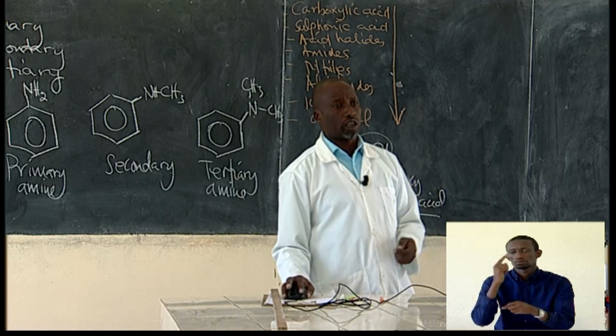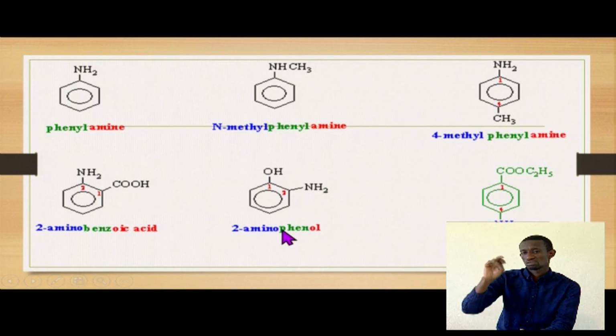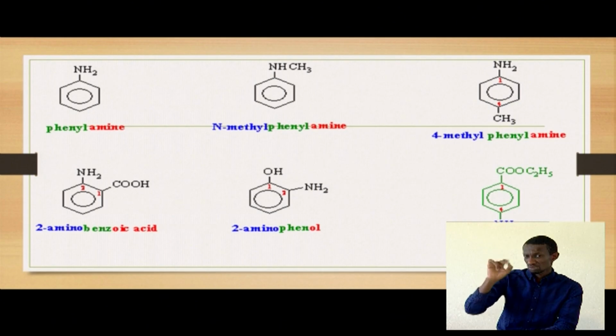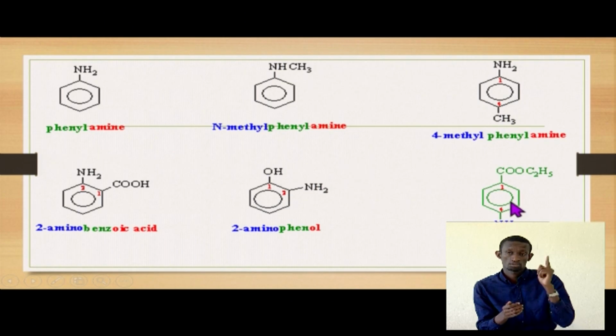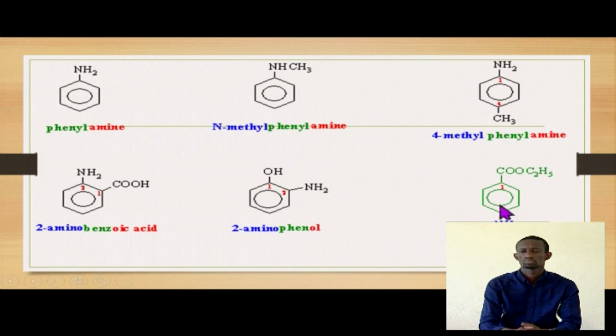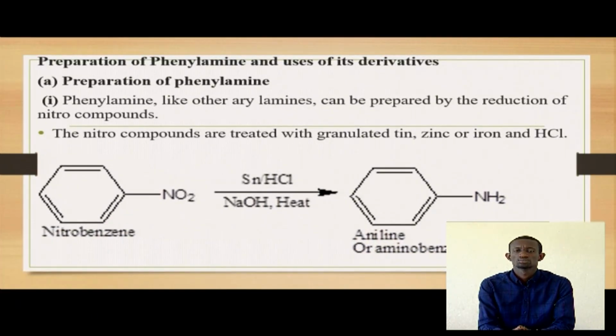So that's what I'm just trying to mention here. 2-amino benzoic acid. 2-amino phenol. So for the phenol, the alcohol, the amine is down on the priority list. And this is ethyl, that is 4-amino ethyl benzoate. This is 4-amino ethyl benzoate. So those are some of the compounds that we can mention, and that is the naming of a few of those compounds.